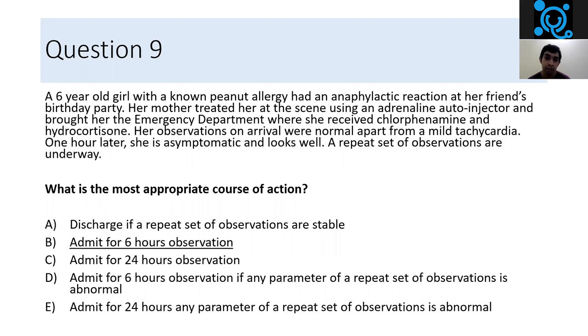whether you're dealing with children or adults, they advise people being admitted for at minimum 6, ideally 6 to 12 hours of observation after their initial anaphylactic event, okay? And the main reason we actually give steroids in anaphylaxis, the main prognostic benefit it has for the patients, is that it minimizes the risk of a biphasic reaction. So having a second episode a couple of hours later on.